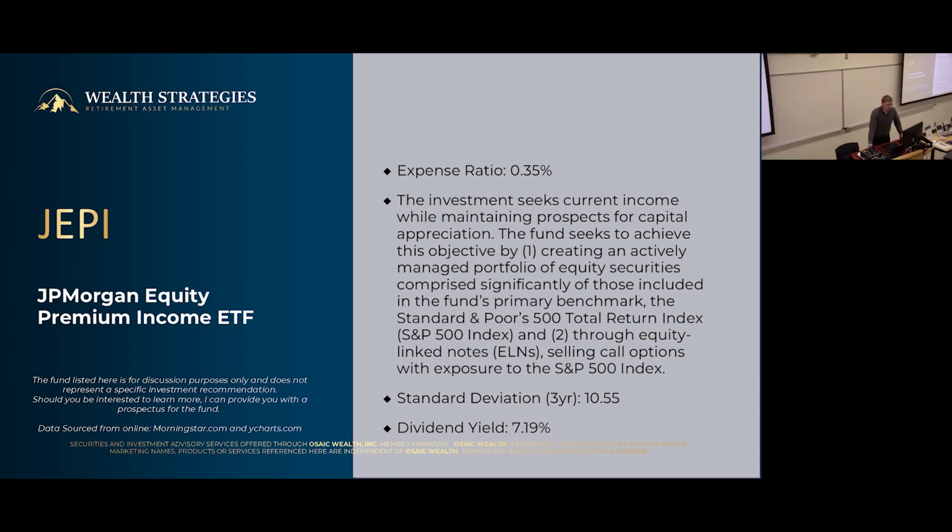So this is one of those more complicated to understand, more fun ETFs. This investment seeks current income while maintaining prospects for capital appreciation. And it does this by, one, creating an actively managed portfolio of equity securities, mostly of those in the S&P 500. And secondly, they will be using what are called equity-linked notes, selling call options with exposure to the S&P. So basically what they're doing is they're holding a decent amount of companies within the S&P 500, an actively managed portfolio, and then they're using derivatives.